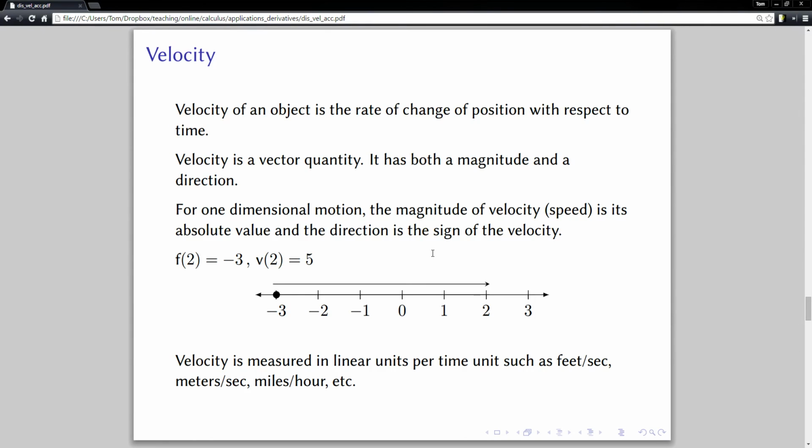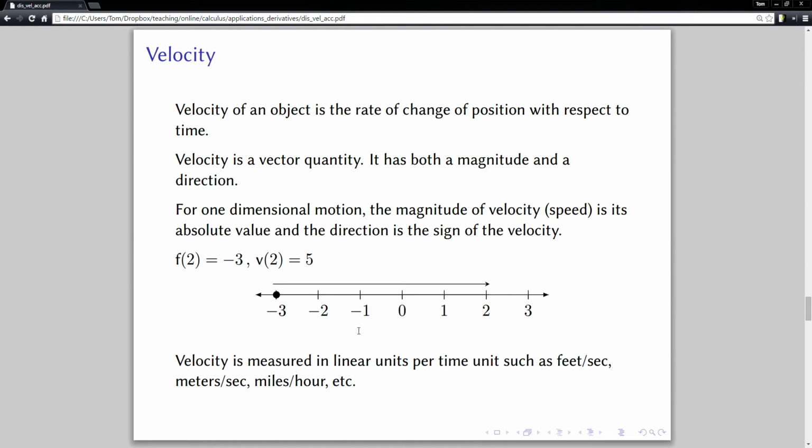Velocity is measured in linear units per time unit, right? Such as feet per second, meters per second, miles per hour, etc. So what that indicates is that if you're going 5 feet per second, then every second you're going to go 5 feet farther during that time. So it's a measure of how fast you're going, and also, in the case of velocity, what direction you're heading in.